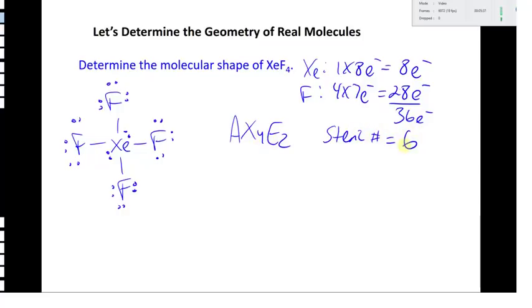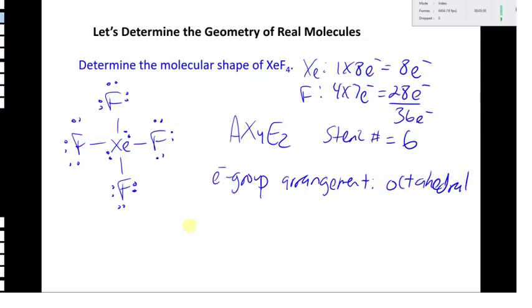And so remember, anytime we have a combination of 6 electron groups, whether it be bonding or non-bonding or some combination of those, you're going to have the octahedral electron group arrangement. So again, this question doesn't ask for all this, but I'm just kind of going through all the different things that we want to consider. Electron group arrangement is octahedral.